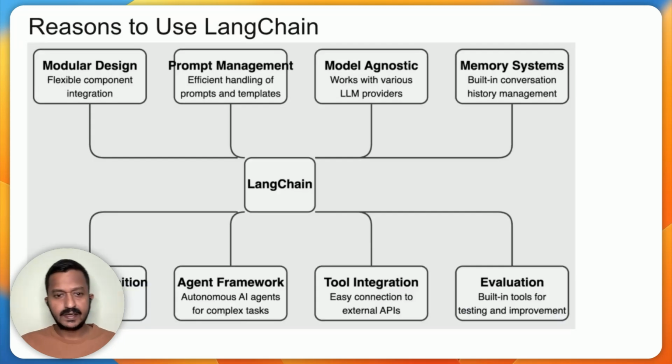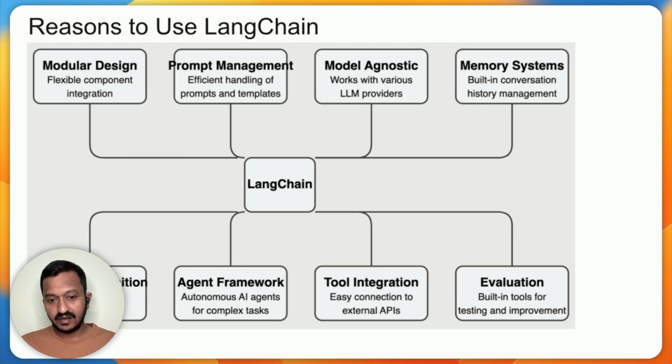And then comes the reasons to use LangChain. Why should you be using LangChain? It's again similar to the advantages of LangChain, right? The modular design, flexible component integration, and you can reuse the components. The prompt management, you can efficiently handle the prompts and templates. Model agnostic, you can use open source or closed source models. There is no restriction on that. And then it has good memory management, and then the chain composition, you can basically build complex workflows using LangChain.